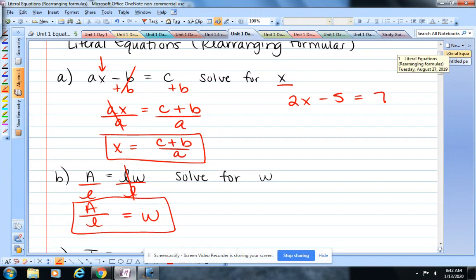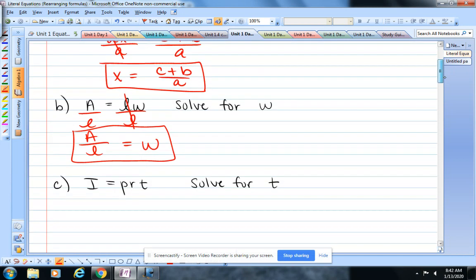It's really not hard. It's going to be the same thing over and over. We're just going to see different formulas.